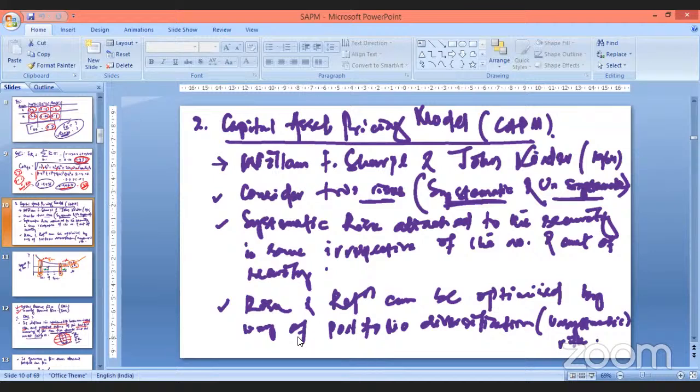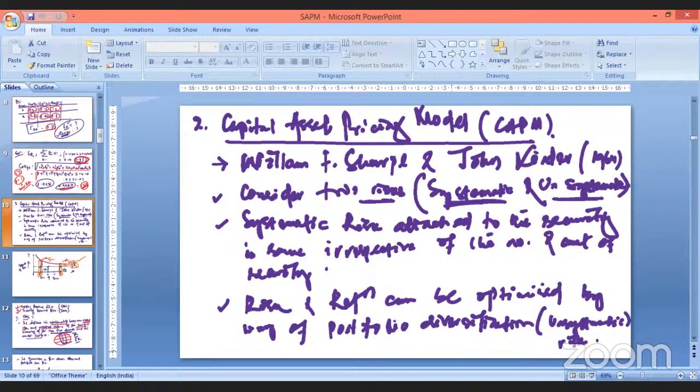Okay. So how can we diversify the risk? We can diversify the risk by managing the unsystematic risk. Is it clear? Did you understand? Yes, sir. Sir, what is the third point?